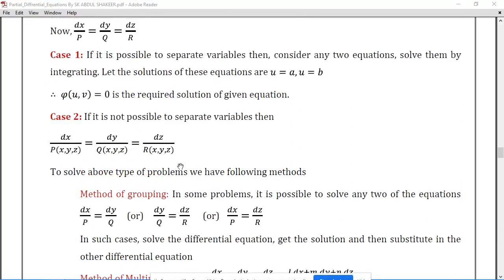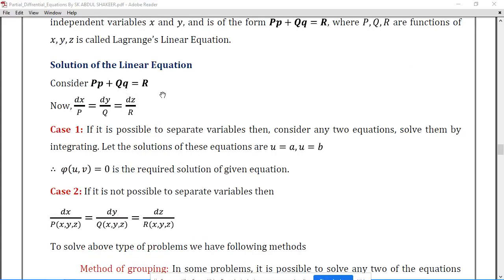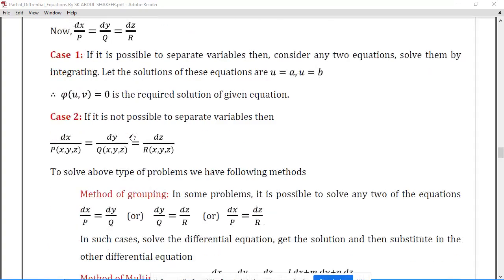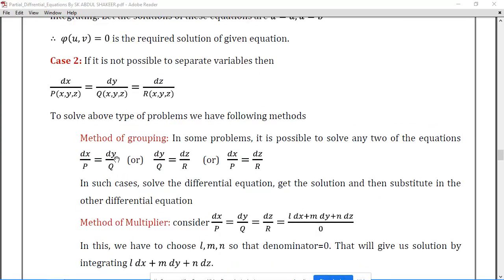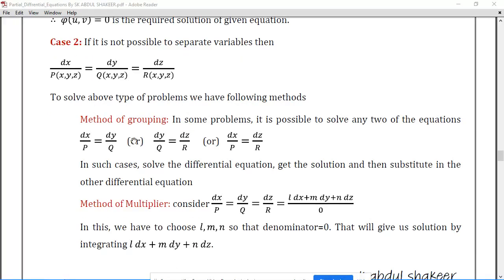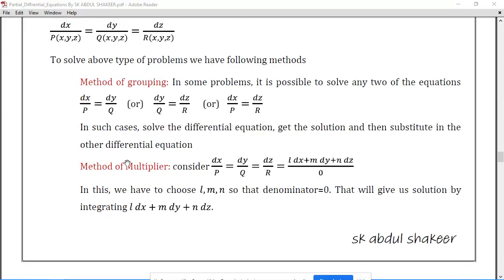Lagrange's linear partial differential equation is in the form Pp plus Qq equal to R, where capital P, capital Q, capital R are functions of x, y, z and small p, small q are first order partial derivatives, that is p is dou z by dou x and q is dou z by dou y. Don't forget, if it is not possible to separate the variables, we will use method of grouping and method of multipliers.